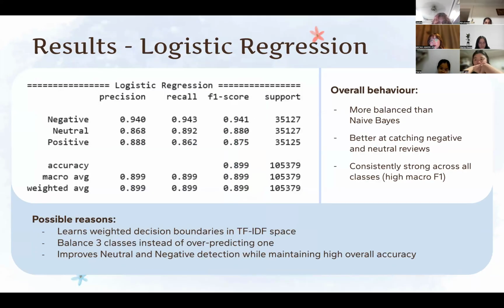For the logistic regression, it achieved balanced performance across the three sentiment classes with around 89% accuracy and a macro F1 of 0.8. It performs better than naive Bayes, especially in detecting neutral and negative reviews, because LR learns decision boundaries in the TF-IDF space, adjusting the importance of each word to reduce bias toward positive reviews and produce more stable, well-balanced sentiment classification.